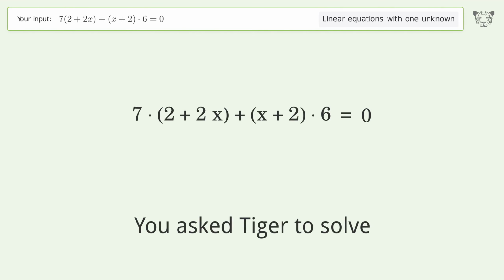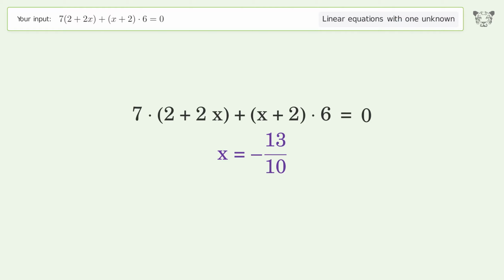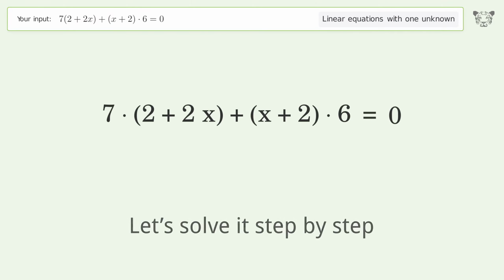You ask Tiger to solve. This deals with linear equations with one unknown. The final result is x equals -13/10. Let's solve it step by step.